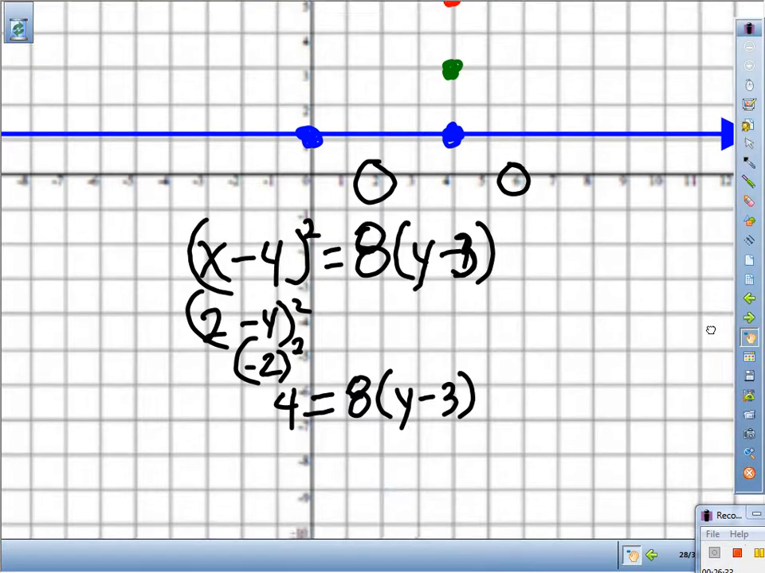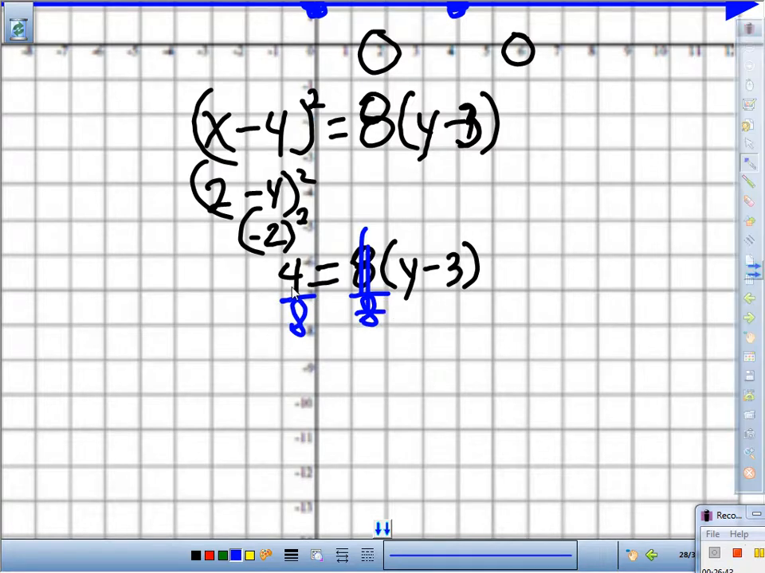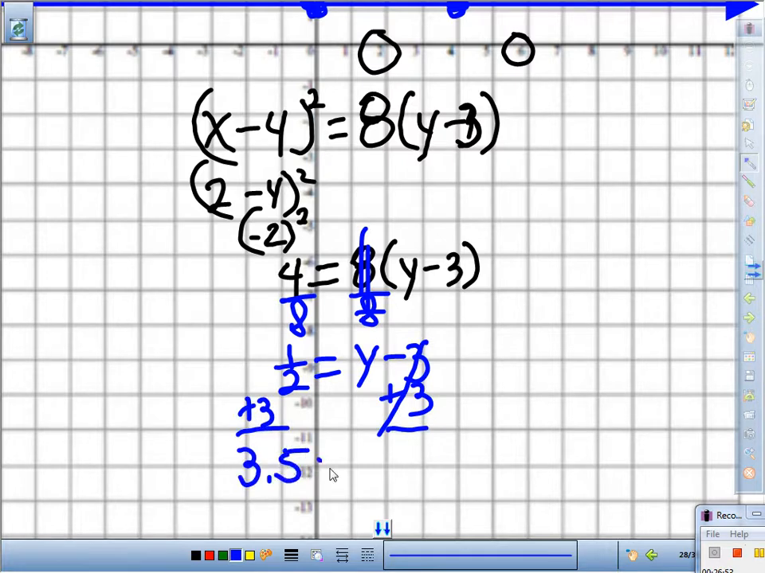You'll copy right now. Give me a second. Check this out. How do I solve here? I divide by 8, divide by 8. Don't distribute or else you're going to do extra work. So here we're left with what? 1/2 equals y minus 3. What's my last step? Add 3, add 3. So I'm left with 3.5 equals y.